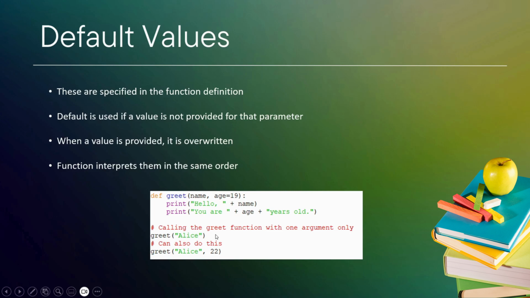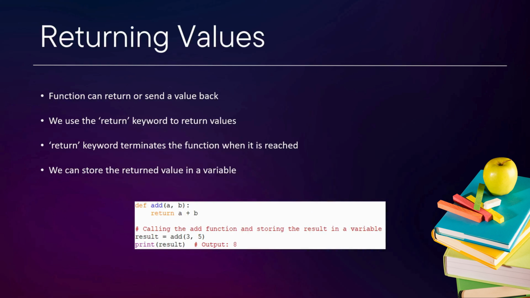But let's say for another case, I want to give it an age. This time I can just specify the age. I can just say 22 and it will override this 19, override this default value, and the new value will be 22. So this is how we use default values.